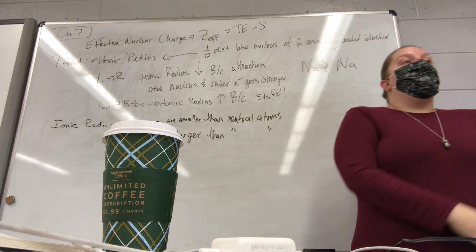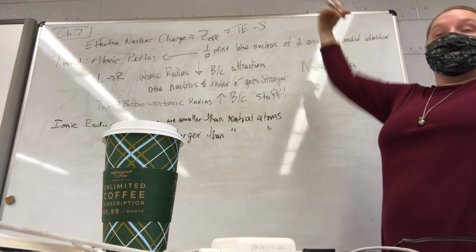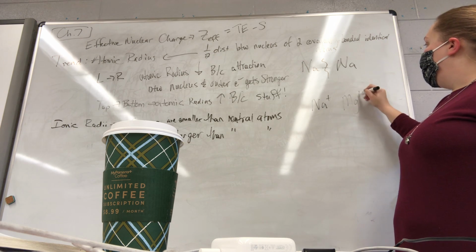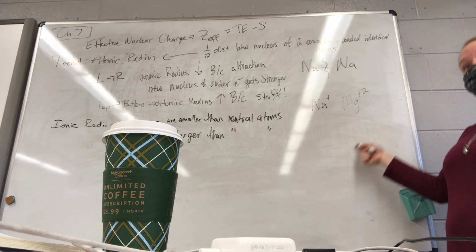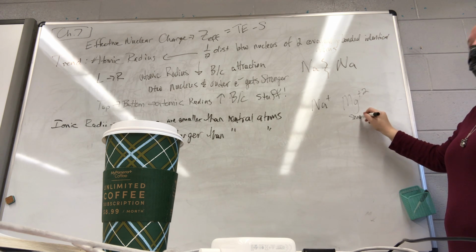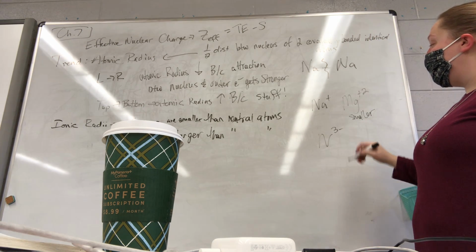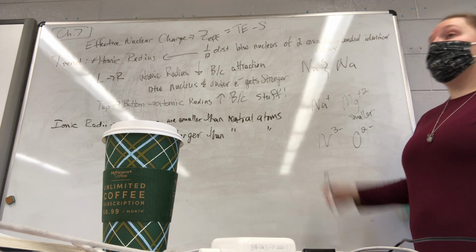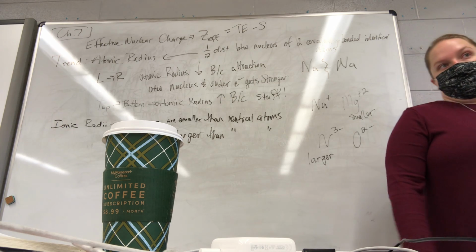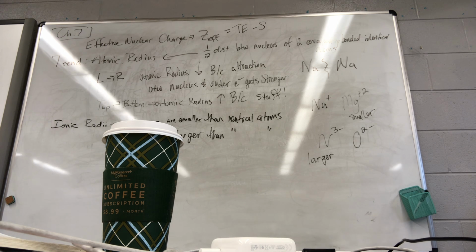Okay, from there, we want to talk about numbers of ions. So for instance, something that has a +1 charge versus something that has a +2 charge. The higher the positive charge, the smaller the atom will be, right? With ions that are negative, the higher the negative charge, the larger the ion will be. So the more electrons you gain, the bigger you get. The more electrons you lose, the smaller you get.